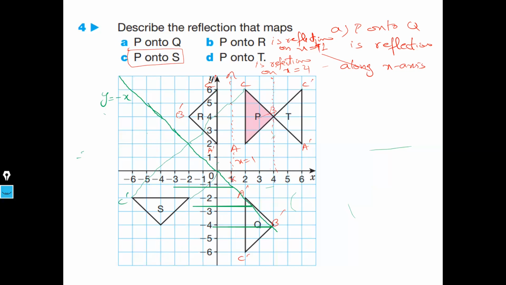If you check here, this is 2 units up, this is 2 units down. Here, the same. This one is 2, 3, 4 units up, and this other one, we can say B dash and A dash. This one, A B dash, is 4 units down. So exactly P onto S is the reflection on y is equal to negative x. That's it.